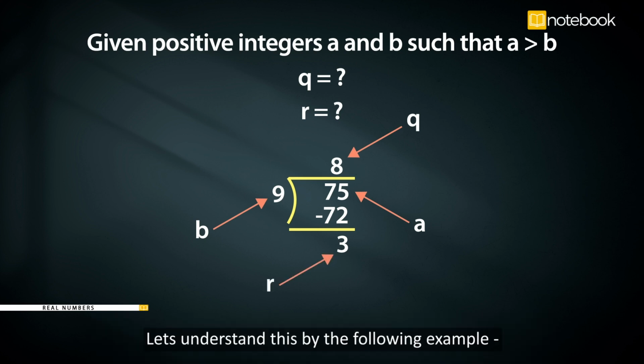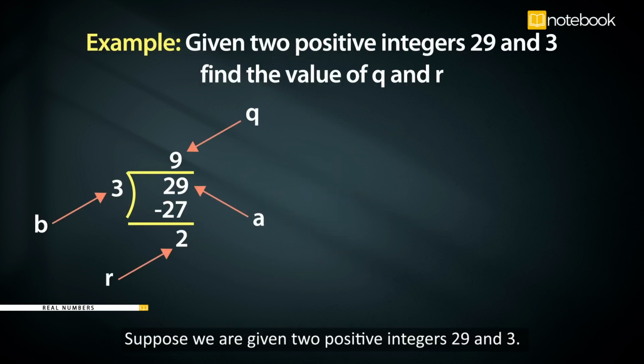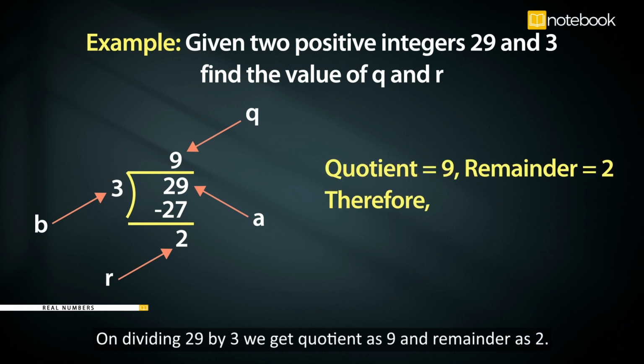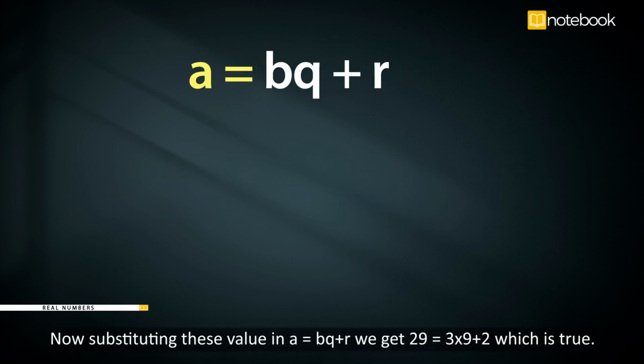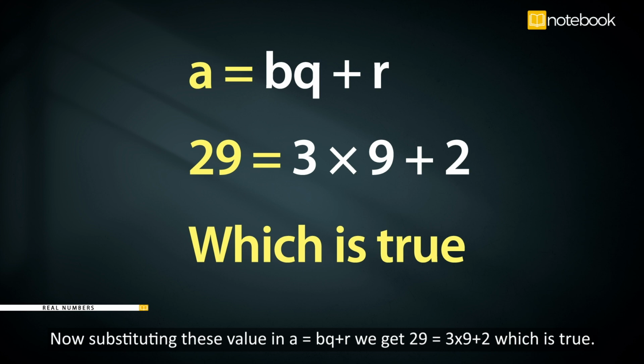Let's understand this by the following example. Suppose we are given two positive integers 29 and 3. On dividing 29 by 3, we get quotient as 9 and remainder as 2. So the value of q is 9 and r is 2. Now substituting this value in a is equal to bq plus r, we get 29 is equal to 3 into 9 plus 2, which is true.